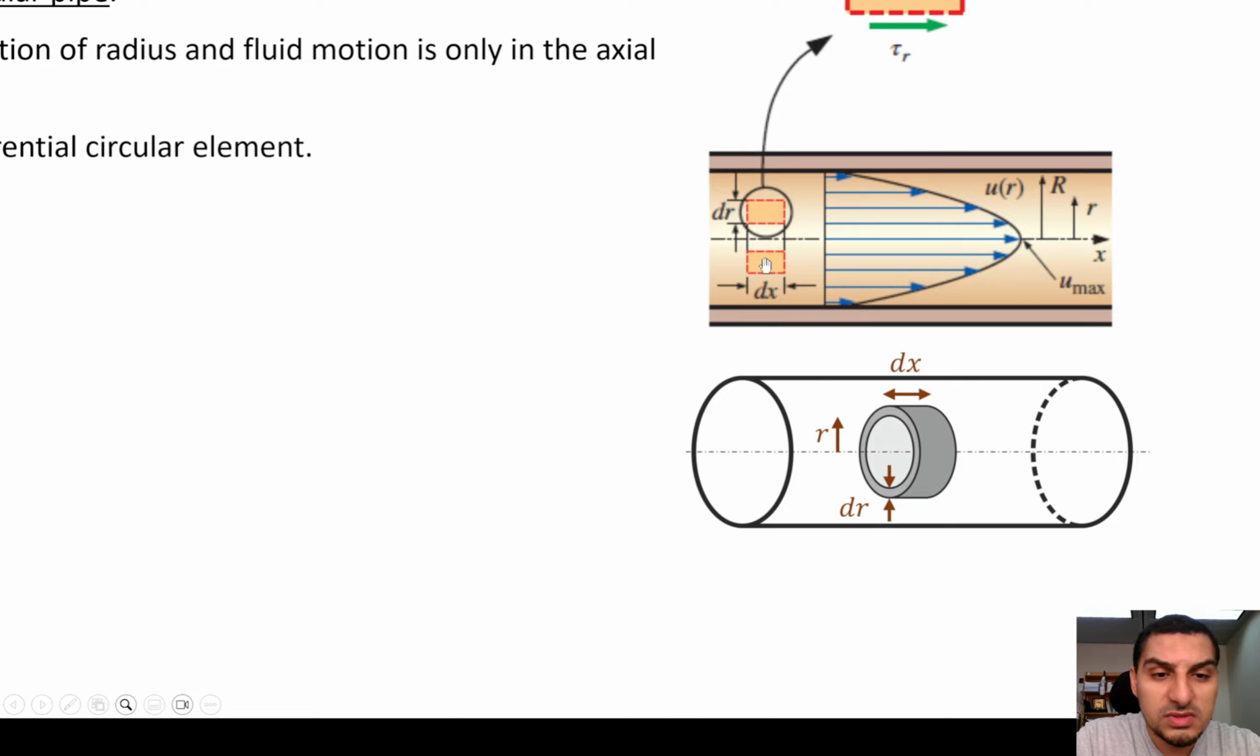What we see here is the same as this, but this is a section, so we are cutting it in two halves. What we see here is a rectangle that is a section that has width dx and length dr, above and below the center line. The pipe has a radius uppercase R, and any radius would be the lowercase r. So this is the element that we're going to apply our equations on.